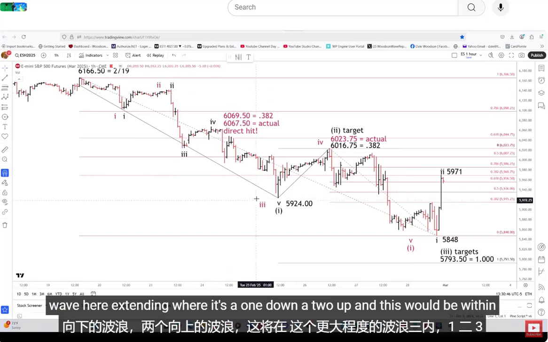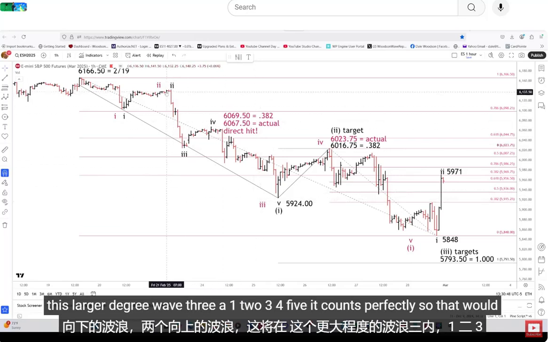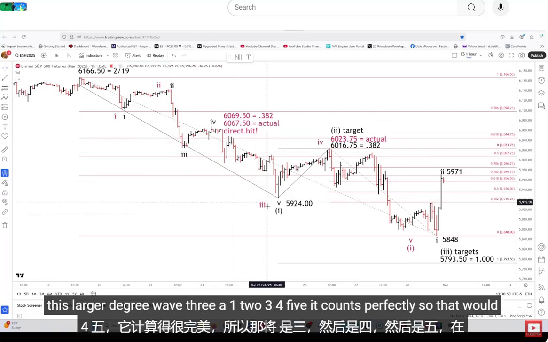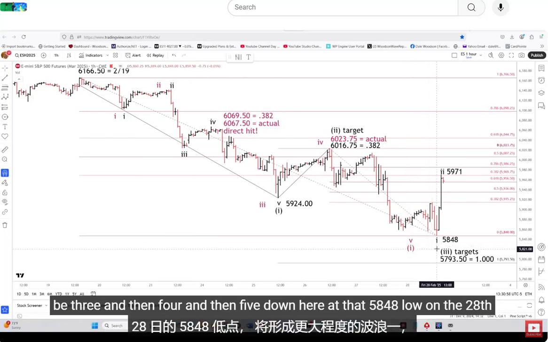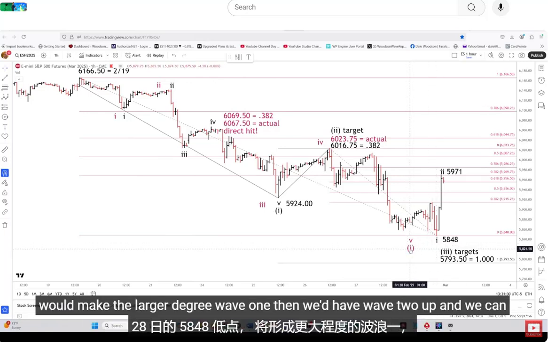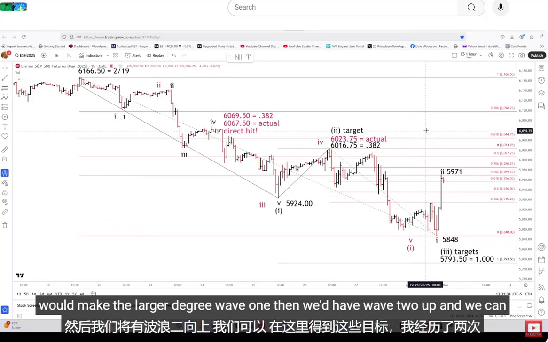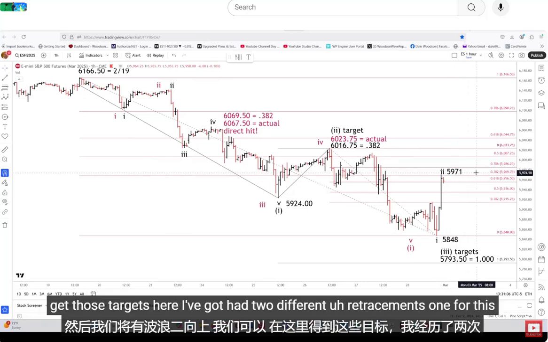The red wave count has this third wave here extending, where it's a 1 down, a 2 up, and this would be within this larger degree wave 3, a 1, 2, 3, 4, 5. It counts perfectly. So that would be 3 and then 4 and then 5 down here at that 58.48 low on the 28th would make the larger degree wave 1. Then we'd have wave 2 up. And we can get those targets here.